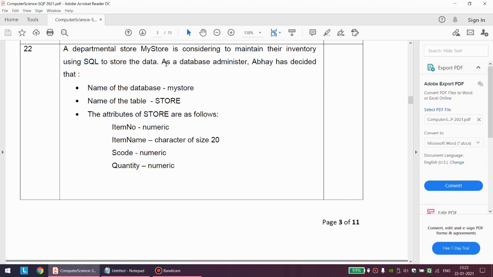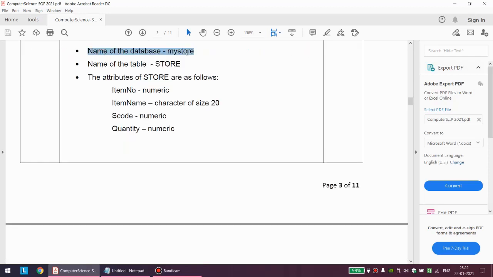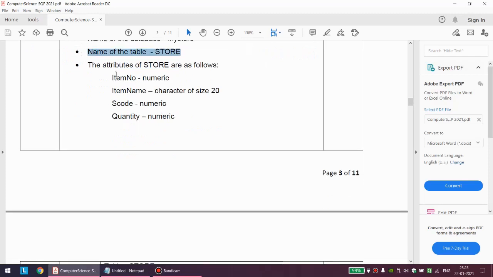As a database administrator, Abhay has decided that the name of his database will be my store, the name of the relation or the table will be store, and his table store will contain attributes or columns: item number, which will be numeric, item name, which will have a character size of 20, S code, some code maybe related to the store, that is numeric, and quantity, which will be numeric.